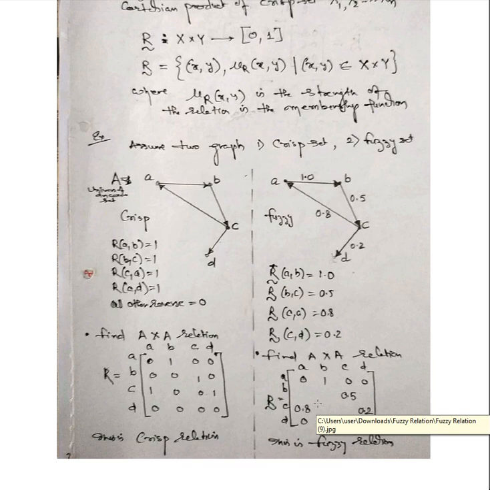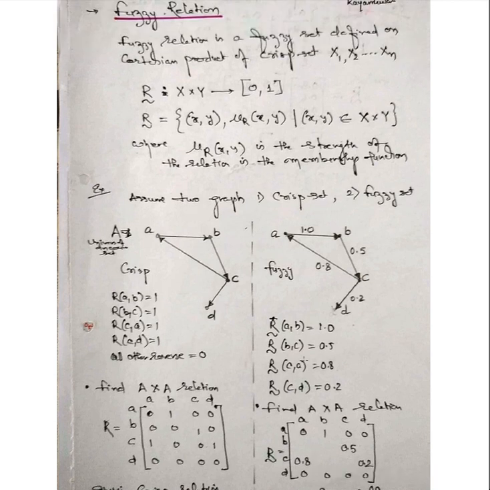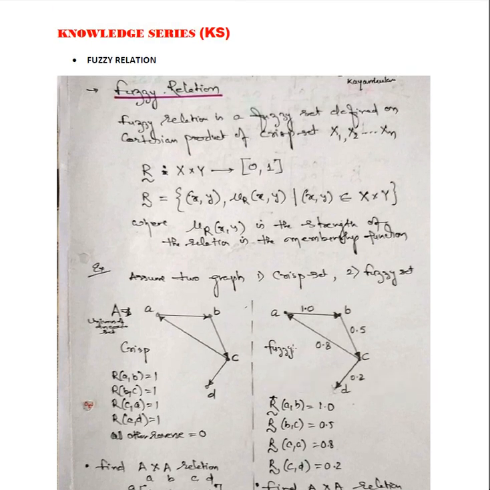We come to the end of the discussion with respect to fuzzy relations and their mapping, and with this we conclude, having taken examples with respect to the Cartesian product, crisp relations and fuzzy relations. Thank you.